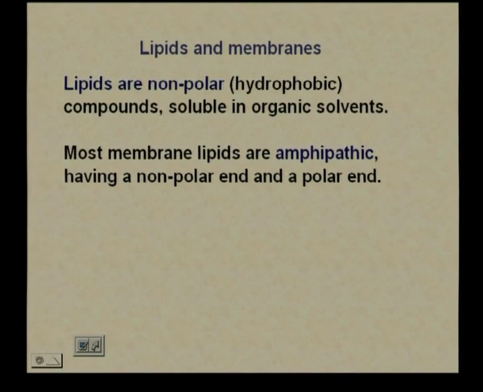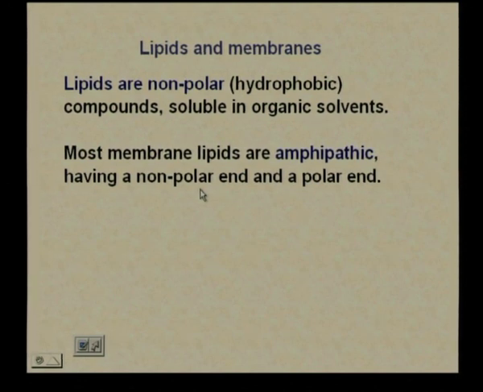Hydrophobic compounds that have a polar head group and a hydrophobic tail. Now, we are going to understand how these are organized into membranes and what their functions are. So, basically anything that is a non-polar hydrophobic compound soluble in organic solvents is called a lipid. Now, the membrane lipids that we talk about are what are called amphipathic in nature. What do we mean by amphipathic? It means that it has a non-polar end and a polar end to it.